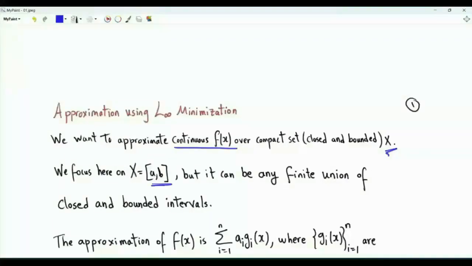We have a continuous function f of x over a compact set big X, which for convenience we can take to be the closed bounded interval from a to b. We are interested in constructing an approximation of the function f of x. This approximation is a sum with n terms.